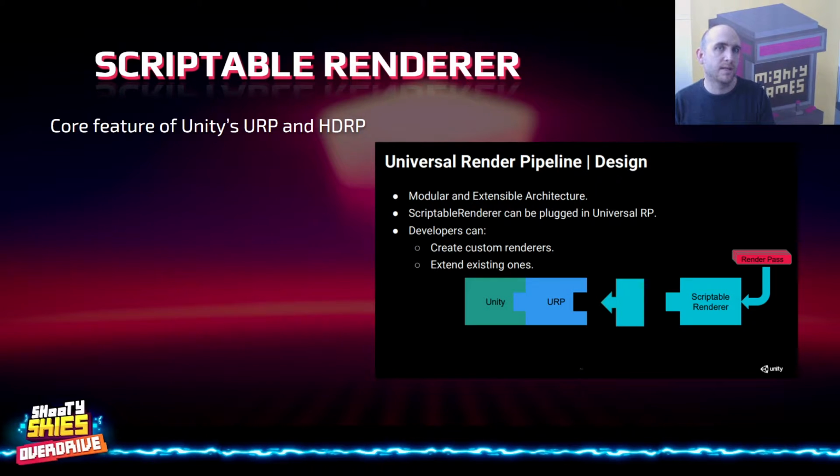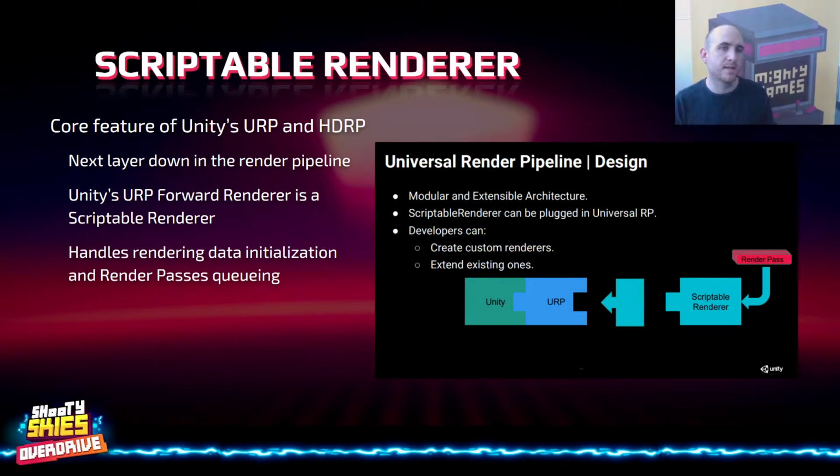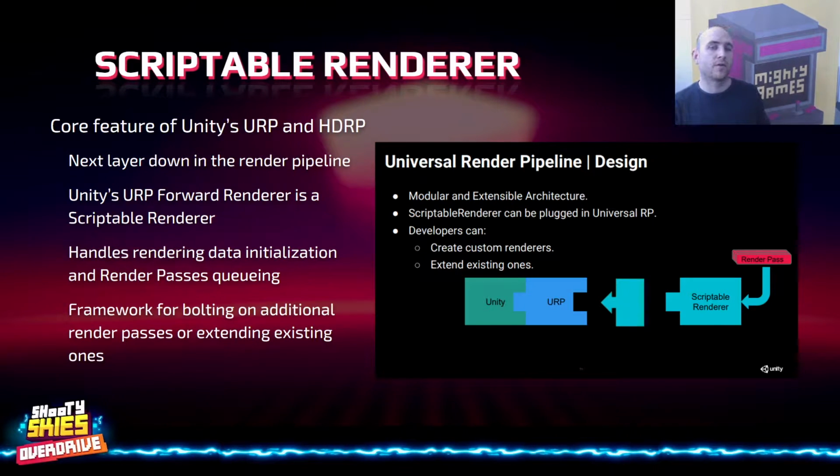So what we can do is start to look at using the scriptable renderer, which is a core feature of Unity's URP and HDRP, but we'll be focusing predominantly on the URP today. It is essentially the next layer down in the render pipeline. Unity's URP forward renderer comes with the URP, and if you attach a render pipeline asset in the graphic settings, you're essentially attaching Unity's standard scriptable renderer. And what that's doing is handling all the rendering data initialization and all your render pass queuing. So it essentially forms a framework for bolting on additional render passes or extending additional ones. And as you can see in this diagram example, we're taking all these render passes that we're queuing up, so opaques, transparents, post-processing, whatever, and they're all getting queued in through the scriptable renderer and then sent through, deep under the hood, to the low-level operations and then out to your display.